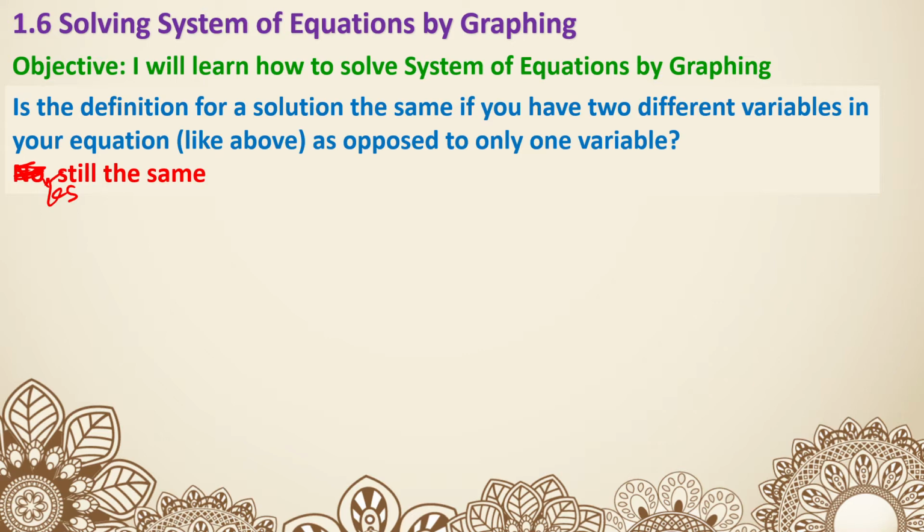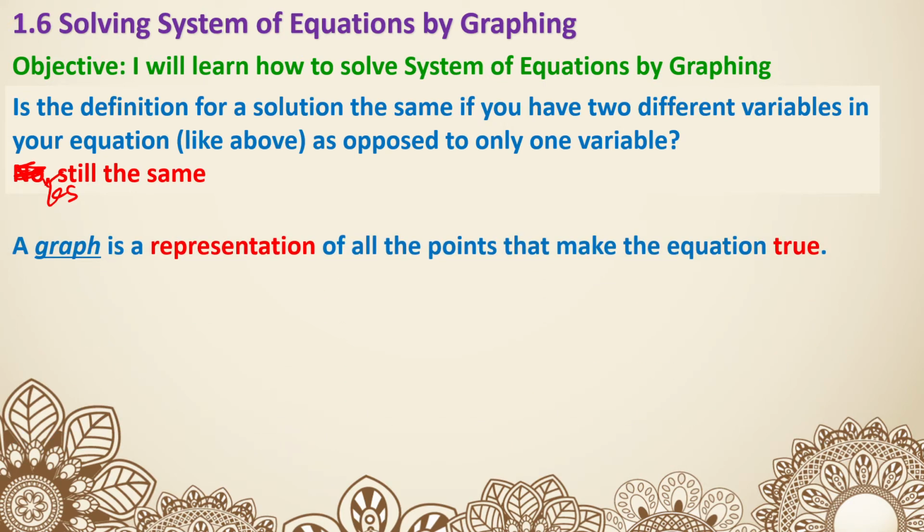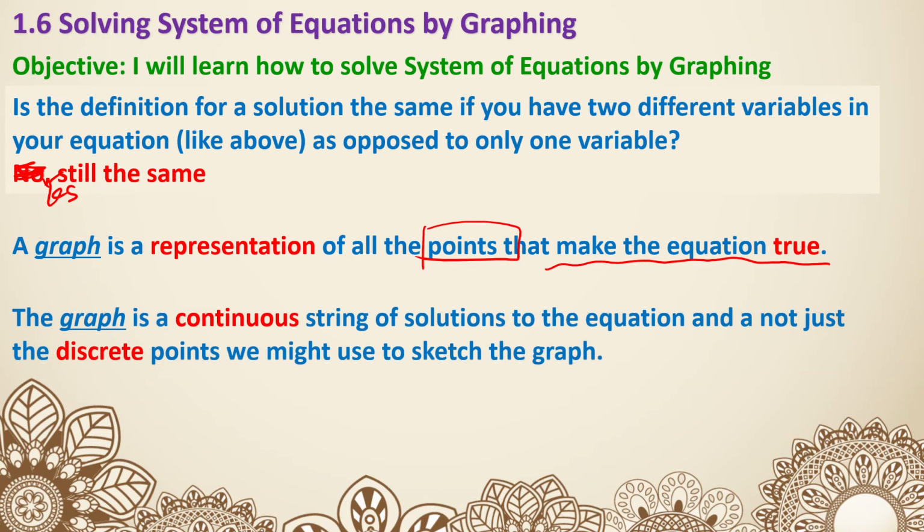Since we're learning about solving equations by graphing, let's learn a bit more about graphs. A graph is a representation of all the points that make the equation true. And the definition for solution is numbers that make the equation true. So you see they both make the equation true. That means the points and the numbers correspond. The graph is a continuous string of solutions to the equation and is not just the discrete points we might use to sketch the graph.